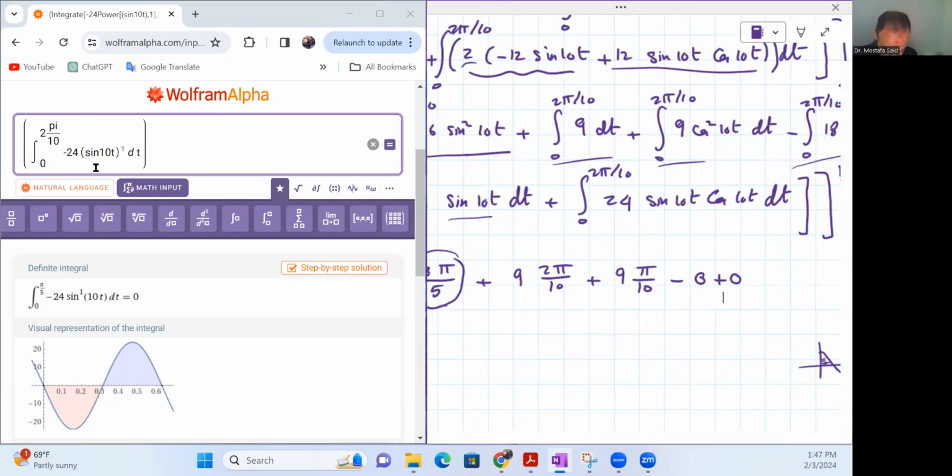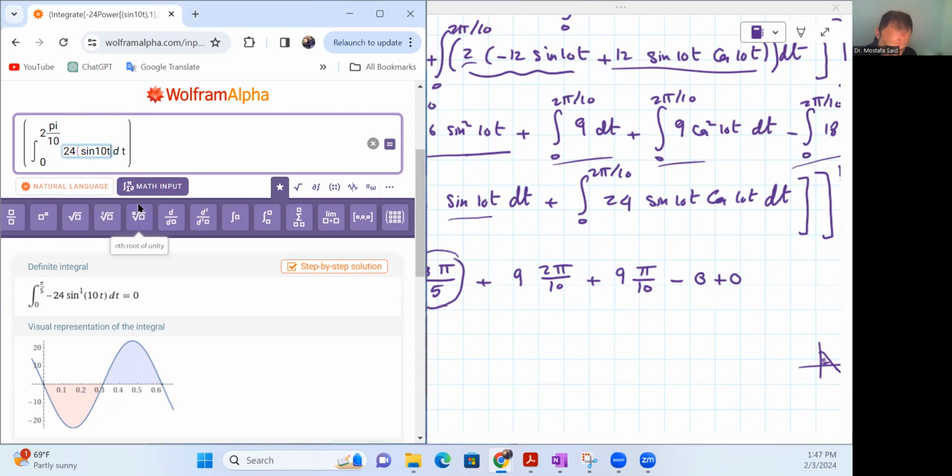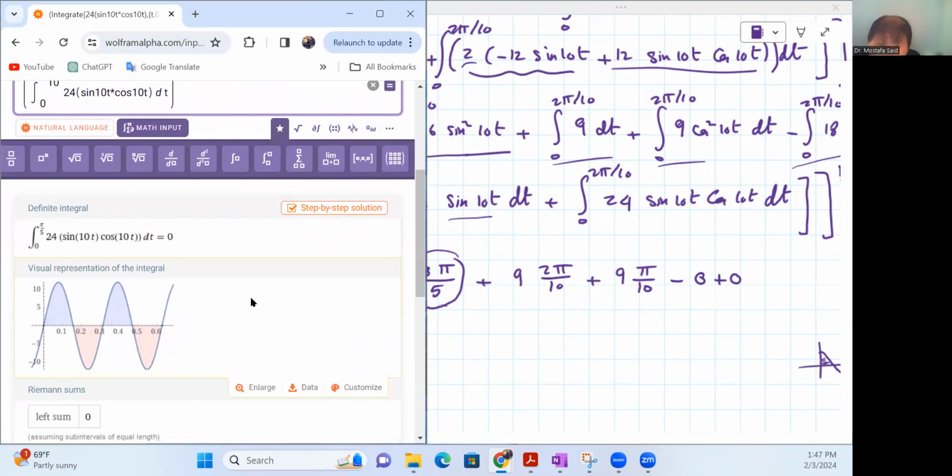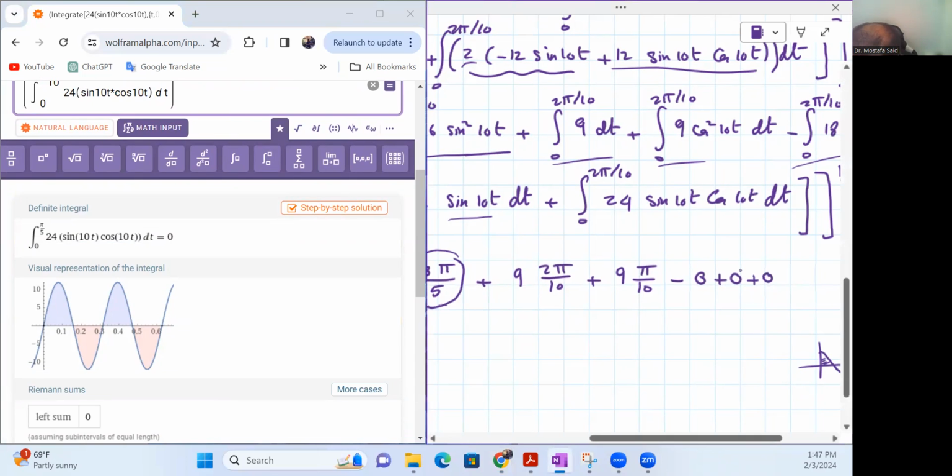And the final term is the one with cosine and sine. So it's positive 24 sine 10t multiplied by cosine 10t. Okay. 2 pi over 10, 24 sine 10t cosine 10t. Oh, it is 0. Good, that's very good. So plus, okay. And it even draws for you. When you multiply sine by cosine, it will give you something like that.